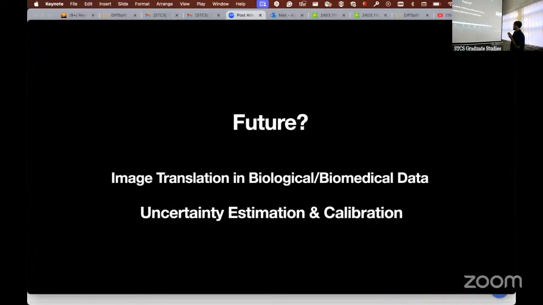This brings me, in the last 5 minutes, to talk about the future that I would want to work on, and that is image translation in biological and biomedical data with a focus on uncertainty estimation and calibration.